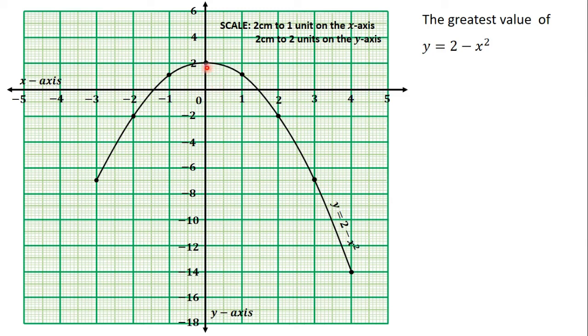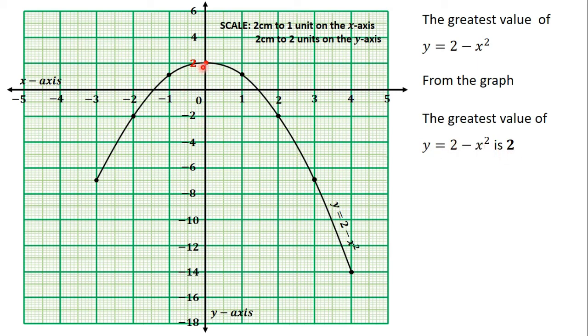So let's identify the turning point on the graph. It is this point here. So this is the turning point. We will pick the y-coordinate at the turning point. The y-coordinate at the turning point is 2. So from the graph, the greatest value of y is equal to 2 minus x squared is 2.